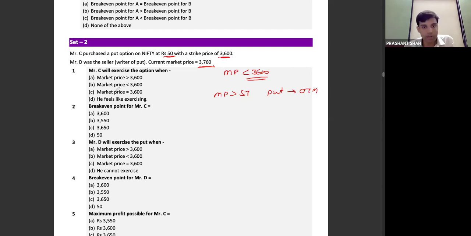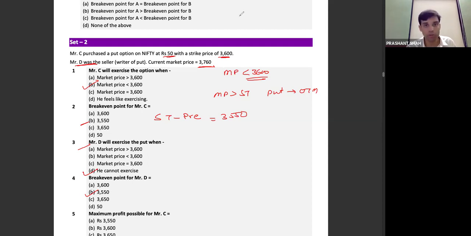Now Mr. C will exercise the option when the market price is less than the break-even point. In a put option, you are supposed to cover the premium with a reduction in price. In a call option, you cover the premium with an increase in price. So in this case, we write the equation this way: strike price minus premium gives you the break-even point. So 3600 minus 50, that is 3550, is the break-even point. Mr. D is the seller of the option and he cannot exercise. The break-even point for both remains the same.